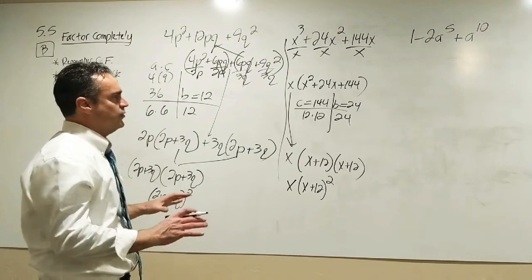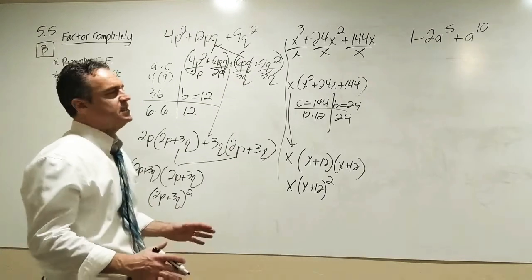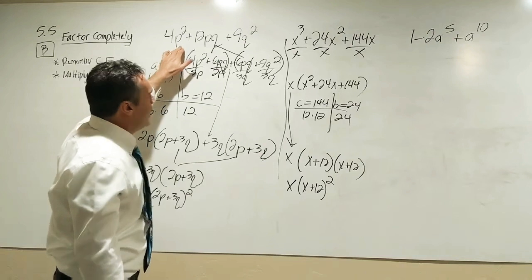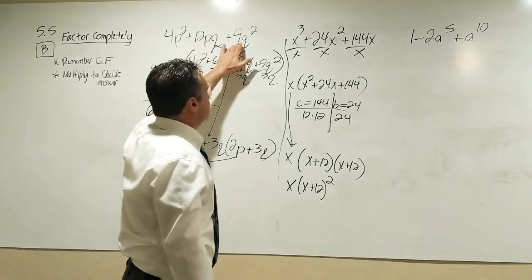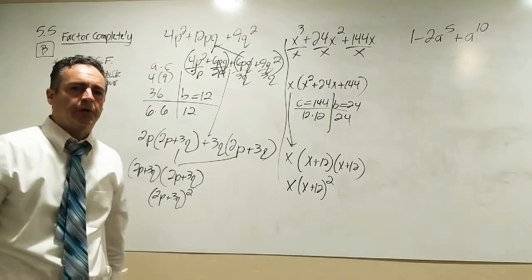I want you guys to understand something powerful here. The reason these problems are in this section, look at this, is 4 a perfect square? Yes. Is p squared a perfect square? Yes. Is 9 a perfect square? Yes. Is q squared a perfect square? Yes. I'm going to let you look in your textbook and learn this.